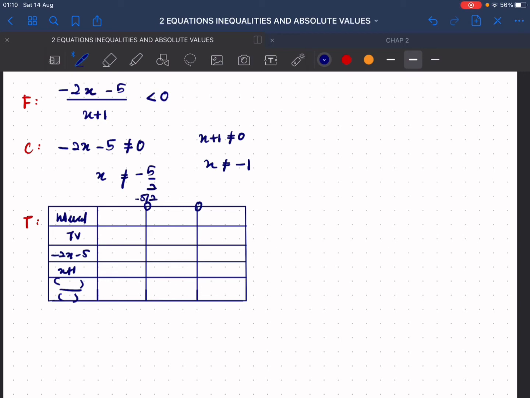Minus 5 over 2, minus 1. Negative infinity to minus 5 over 2, open. Minus 5 over 2 to negative 1, open. Negative 1 to infinity. Okay, test value kamu, masukkan nilai kamu sendiri, apa nilai yang kamu nak masukkan dekat sini. You will have positive, negative, negative, negative, negative, positive.